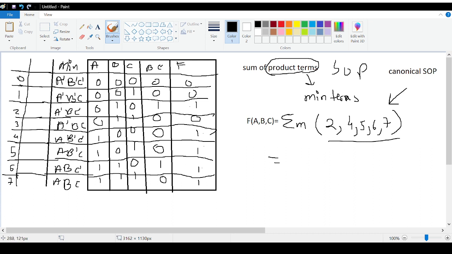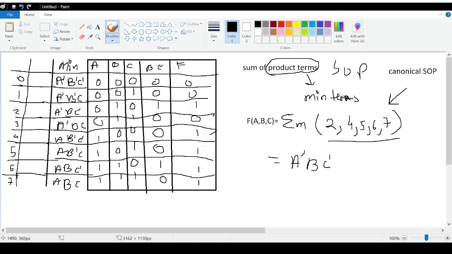So term 2 is which one? Term 2 is A bar, B, C bar.